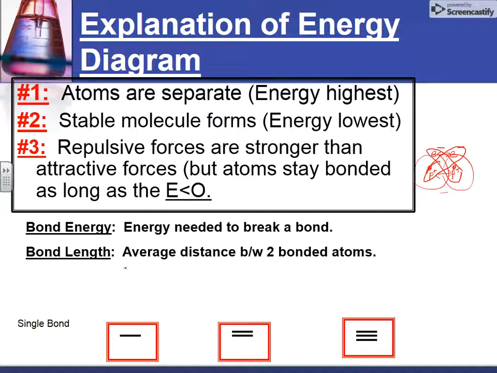Another term is bond length. Bond length is the average distance between two bonded atoms, and we call it an average distance because you want to think of the bond sort of like a spring. If you have two atoms bonded, the spring would be moving in and out. So the bond length does fluctuate depending on those attractive and repulsive forces I mentioned. But the bond length is defined as the average distance between two bonded atoms.